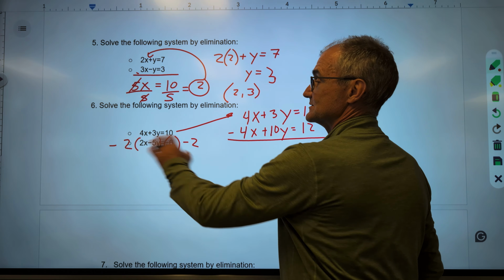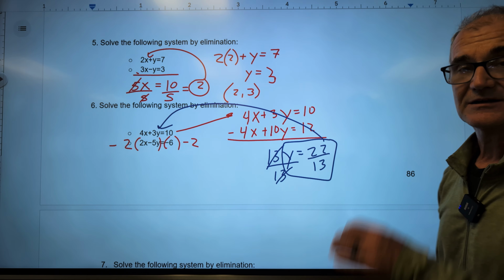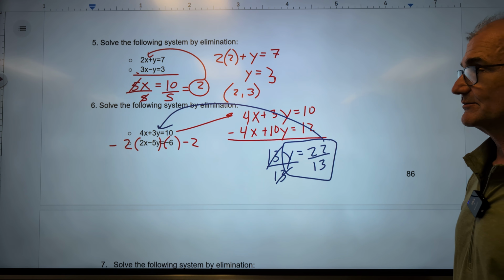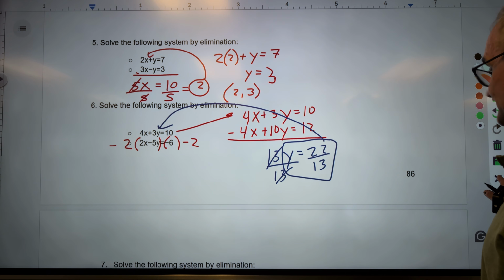4x plus negative 4x is 0. 3y and 10y, 13y. 10 and 12 is 22. Divide both sides by 13. y by itself, and y is equal to 22 over 13. I take that value of y, plug it into either equation, solve for x. My solution should be an ordered pair. Working with fractions again.